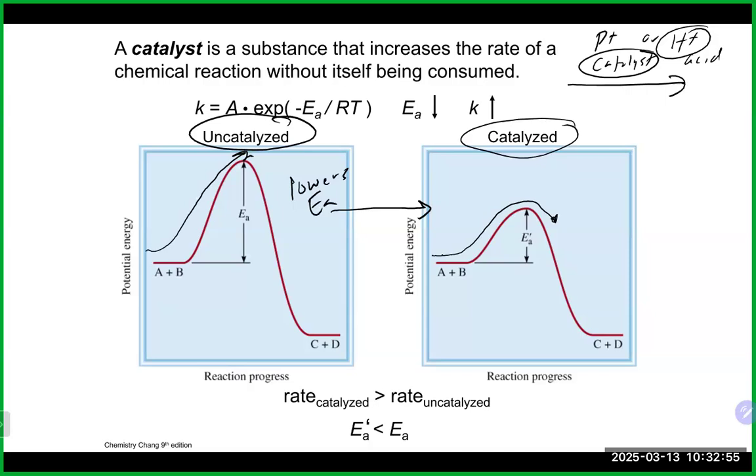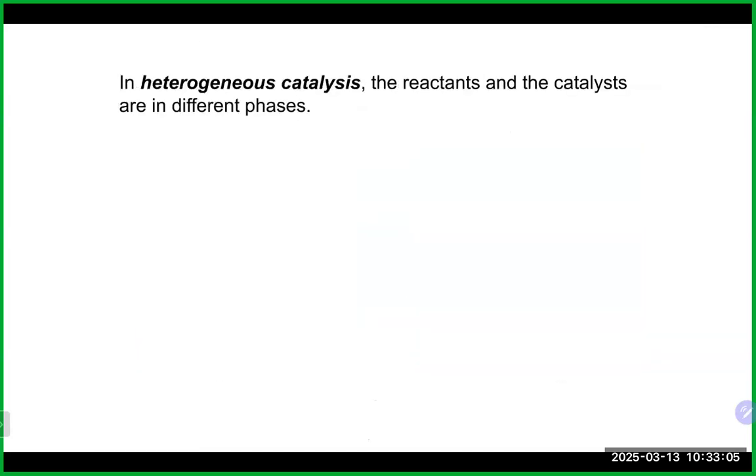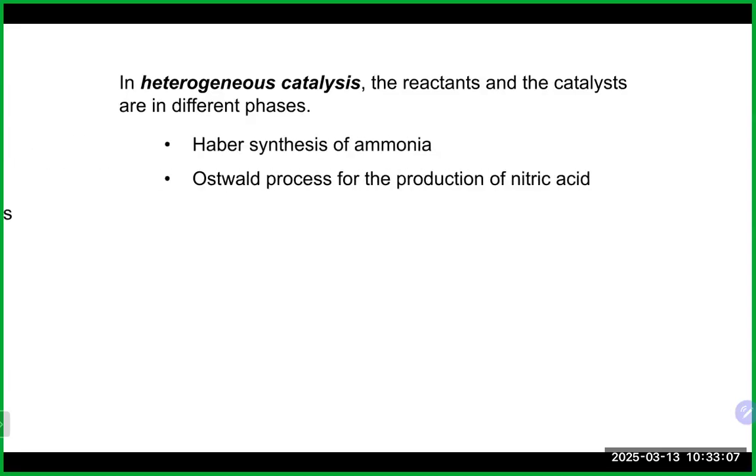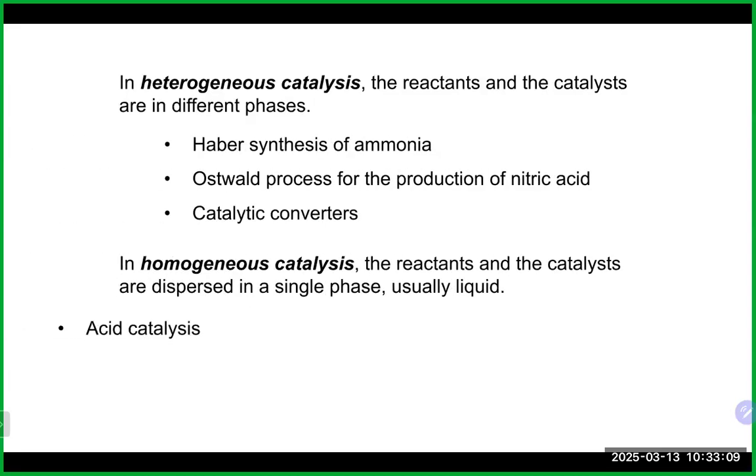Now, there are different types of catalysts. There are some catalysts that are, for example, in the same phase as everybody else is reacting. And there are catalysts that are in different phases of what is reacting. And that is the difference between, say, a heterogeneous catalyst and a homogeneous catalyst. Just like mixtures, heterogeneous means you see different layers and phases. And that's the same thing here. Our catalyst and what's reacting are in different phases, like the Haber synthesis of ammonia.